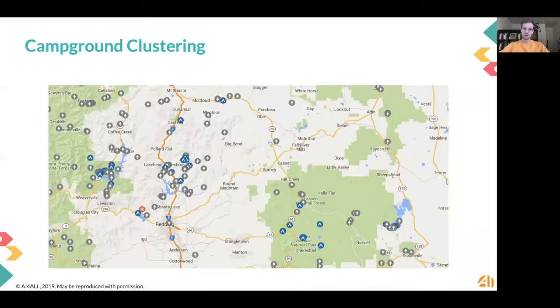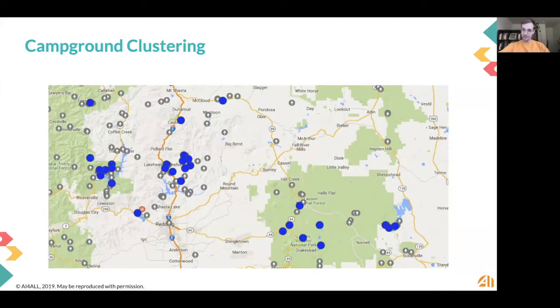Say we're at the National Park Service and want to group a bunch of campgrounds represented by the blue circles on the map into different clusters based on their location. Maybe we want to recommend related campsites for campers who are unable to get into a camp when it fills up.